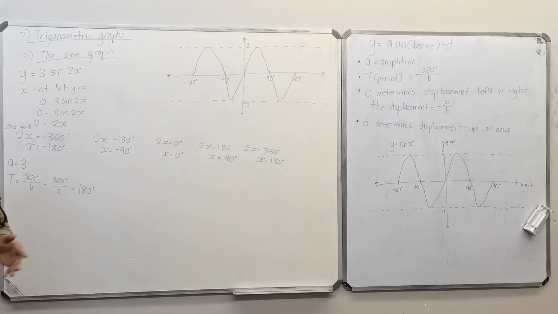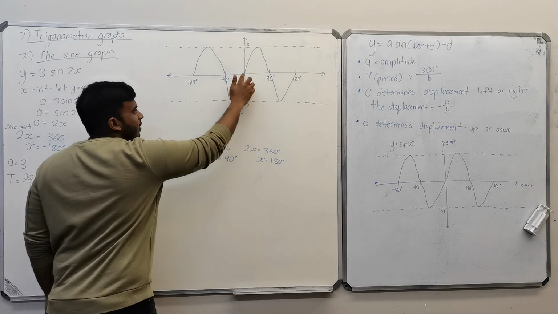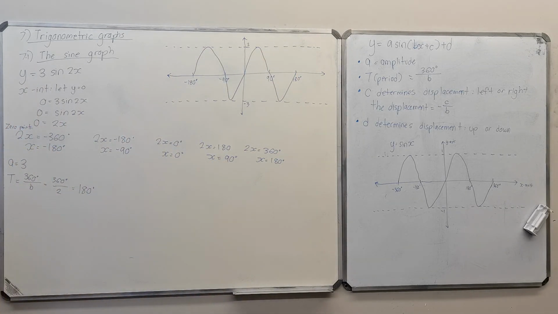Both sides. So now it's not 360 then. See, 180 is the time taken to complete one wave. Yeah, one wave is just that. It's not the full up and down. So this here is one wave, and this right here is two waves. Okay? Right.